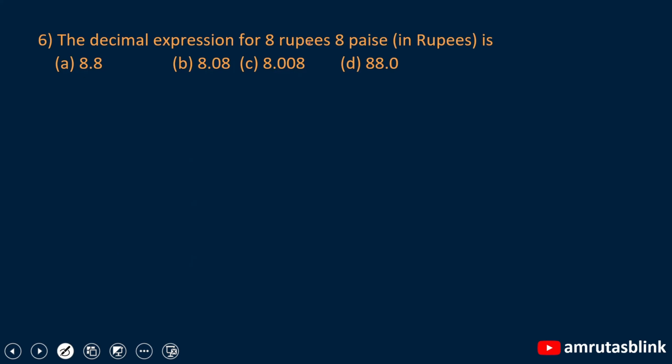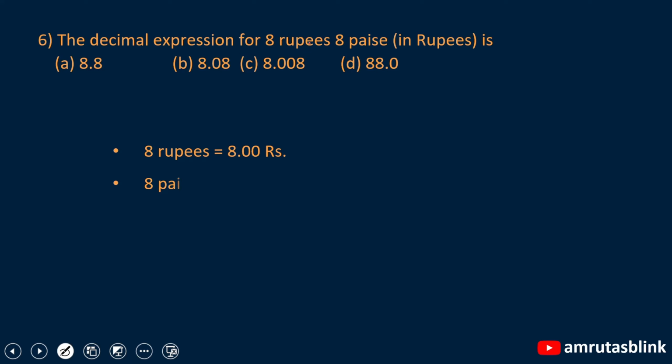We'll move to problem number 6 of the video. The decimal expression for 8 rupees and 8 paise in rupees is. So here the amount we have with us is 8 rupees and 8 paise. 8 rupees is a complete rupee amount, so if we represent 8 rupees in decimal, it will be 8.00.